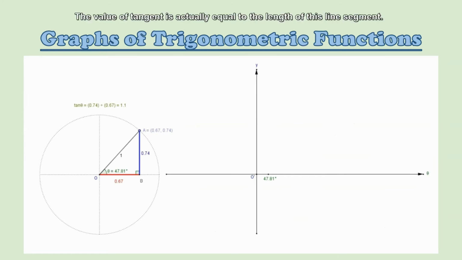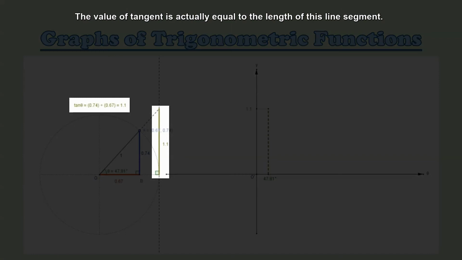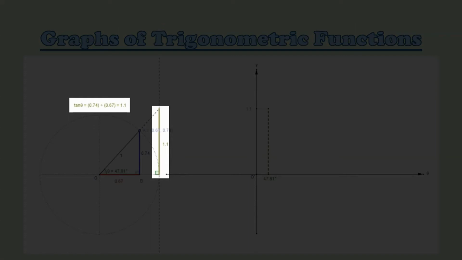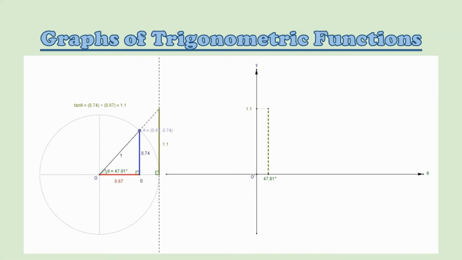The value of tangent is actually equal to the length of this line segment. In a unit circle, the length of this line segment is equal to the value of sine theta over cosine theta. Geometrically, this line segment is a tangent to this circle. Therefore, we call this trigonometric ratio the tangent ratio. Now we can try to capture the graph of the tangent function in this way.